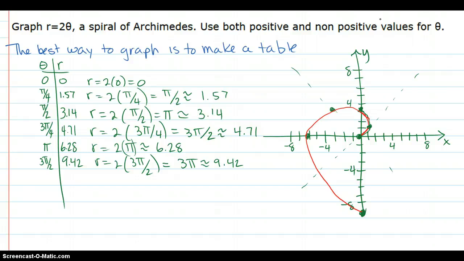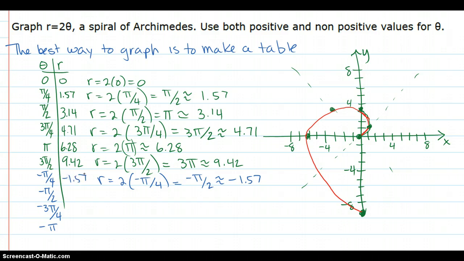Okay, now let's try some negative values, positive and non-positive values of theta. So what happens when we plug in a negative pi over 4? And let's maybe do negative pi over 2. Okay, plugging in a negative pi over 4, the 2's cancel, you get negative pi over 2, which is approximately negative 1.57.